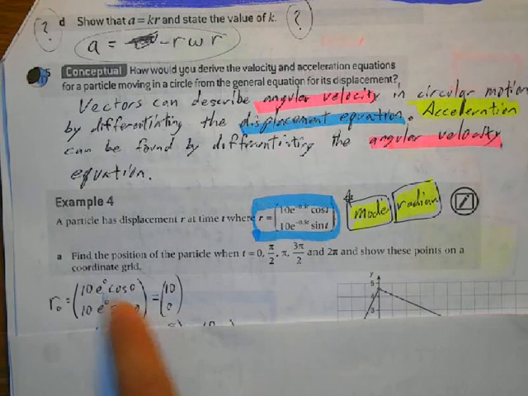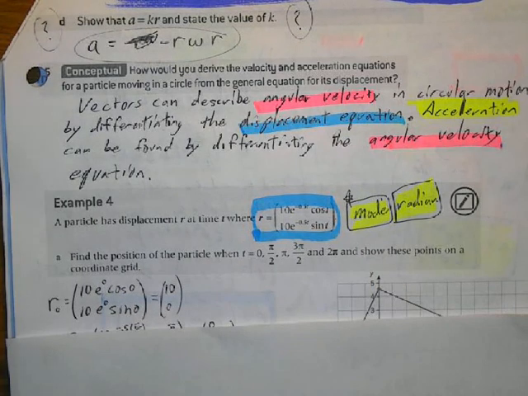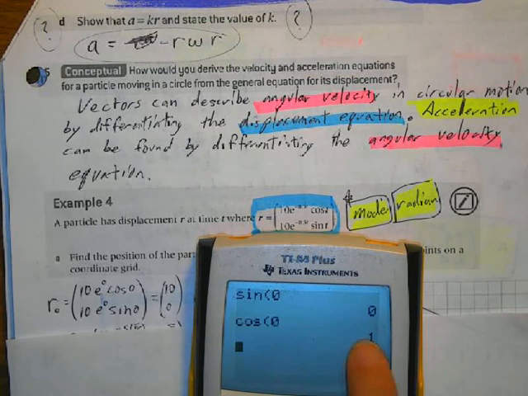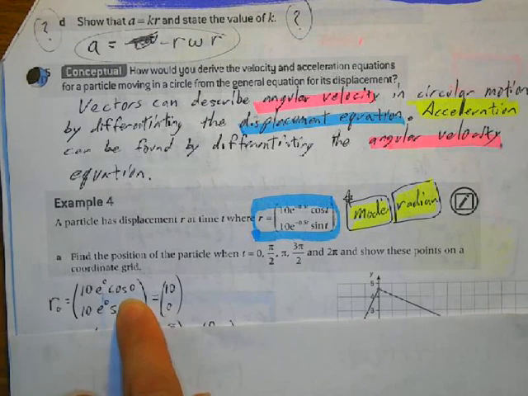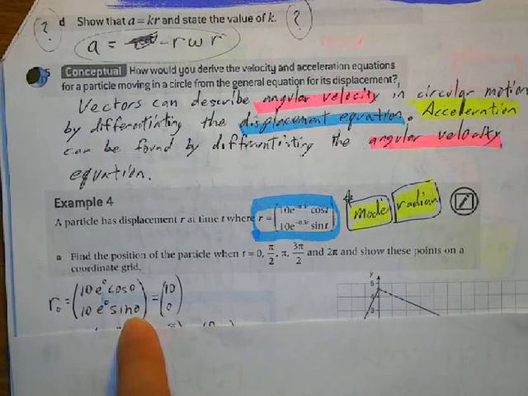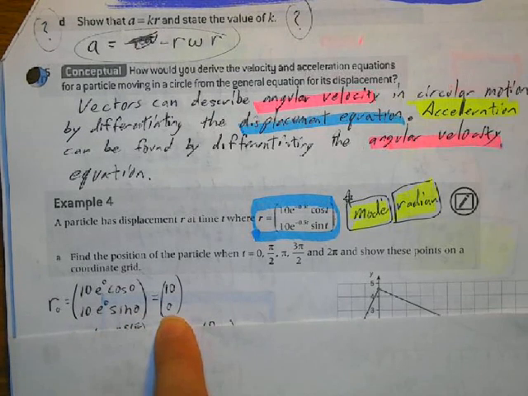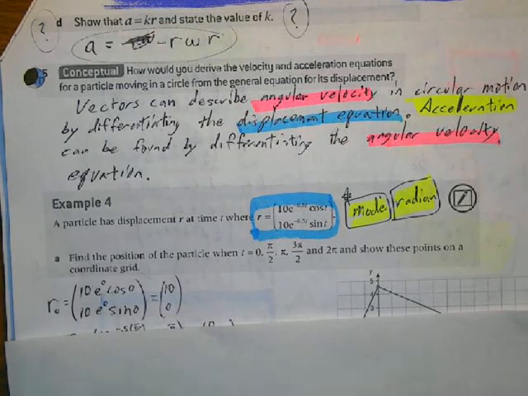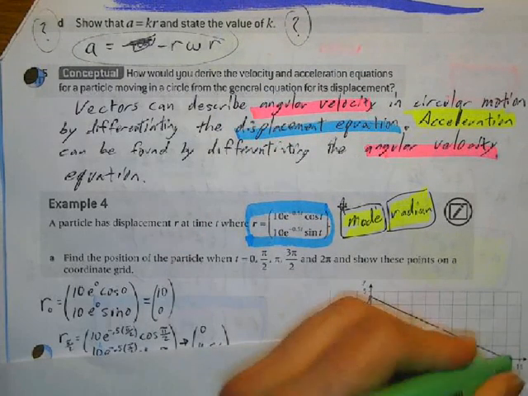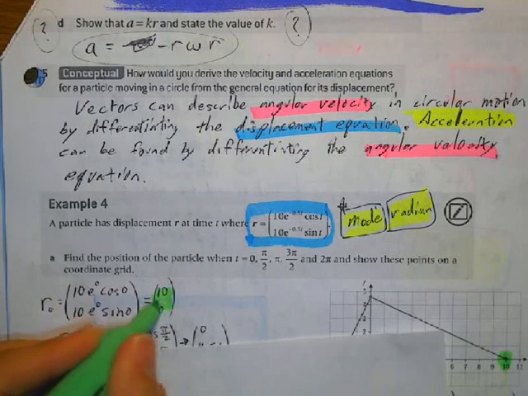We know that sine of 0 is 0 and cosine of 0 is 1. So if cosine of 0 is 1, then I've got 10 times 1 times 1. That's going to give me 10. Sine of 0 is 0, so that bottom value is going to be 0. So this dot is right here in this picture.